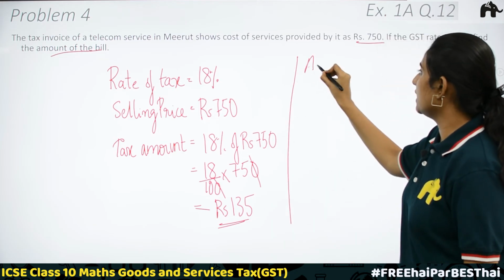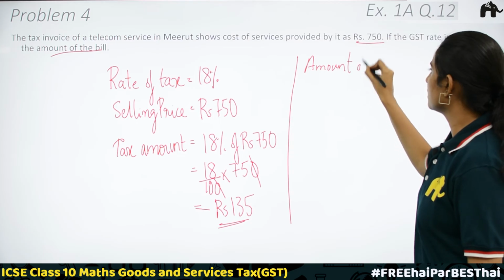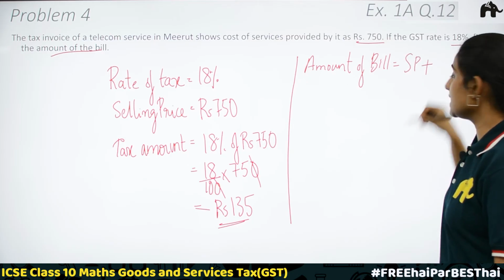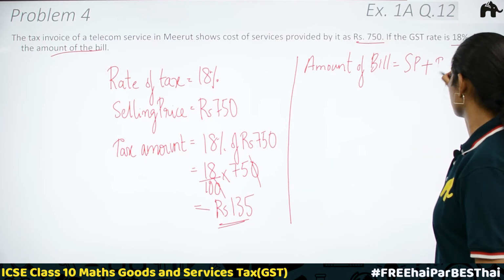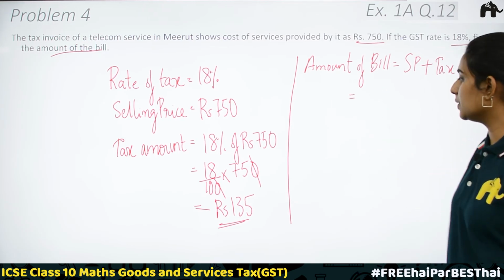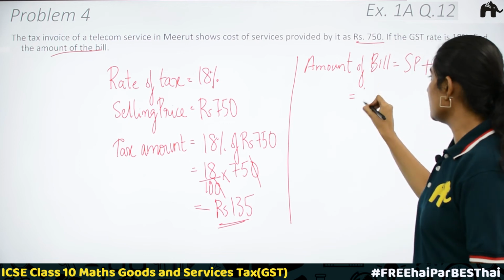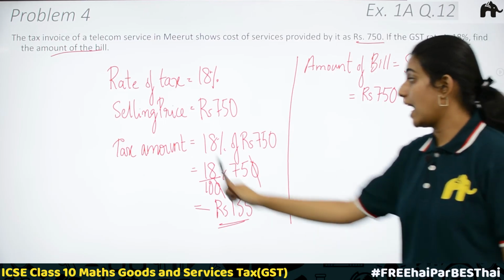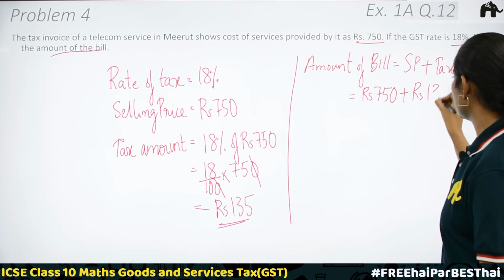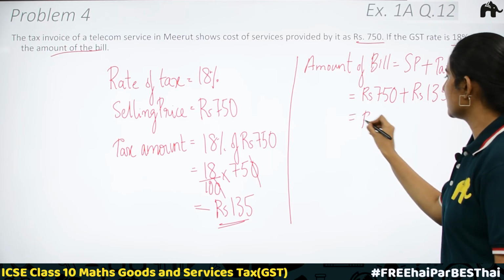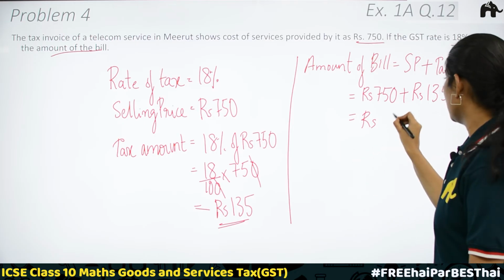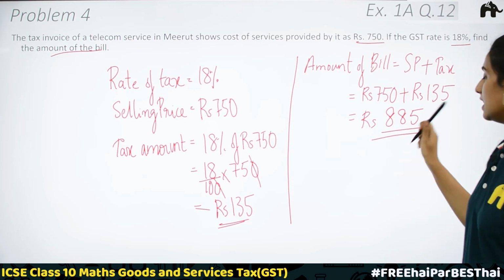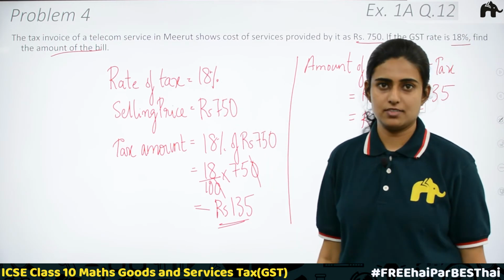Amount of the bill includes selling price and the tax amount. So, amount of bill is equal to selling price plus tax amount. Selling price plus tax, that is equal to, here the selling price is 750, rupees 750 plus rupees tax amount 135. We calculated tax amount, that is 135. Final answer is rupees, yes, 885. This is the total amount of the bill. Very simple question, right?